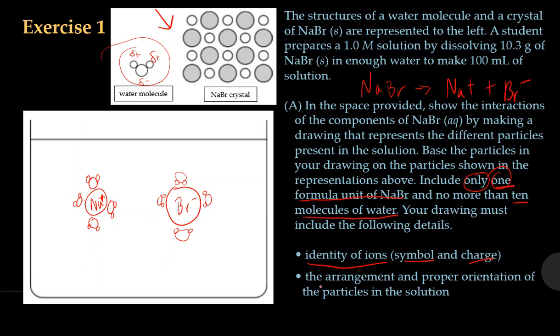So I think they gave like 2 points for this, and one was like the correct identity and then the correct proper orientation. So both of those points were there, 2 points for this part of the free response question.